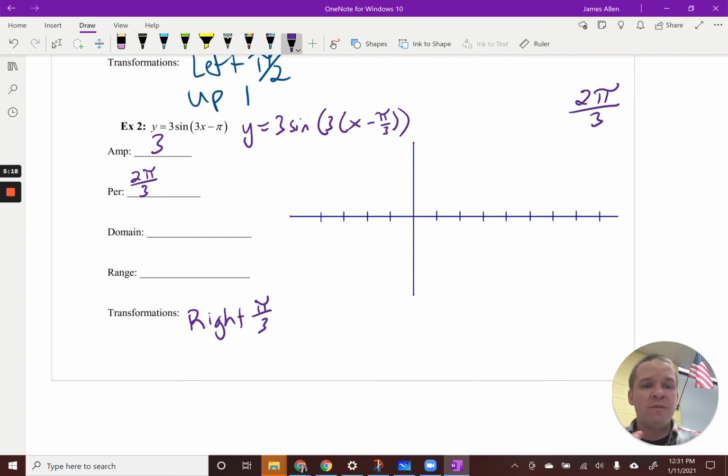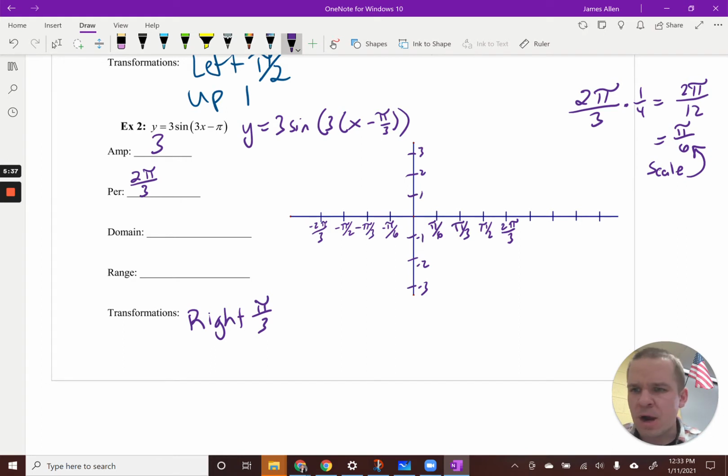Let's go. We've got to go ahead and divide my period by 4 to get my tick marks, right? So if I were to divide it by 4 or multiply by 1/4, I'd end up getting 2 pi divided by 12, which would be pi divided by 6. So that's what I'm scaling by. Scale. All right, let's notch it out. All right, so we're all scaled out.